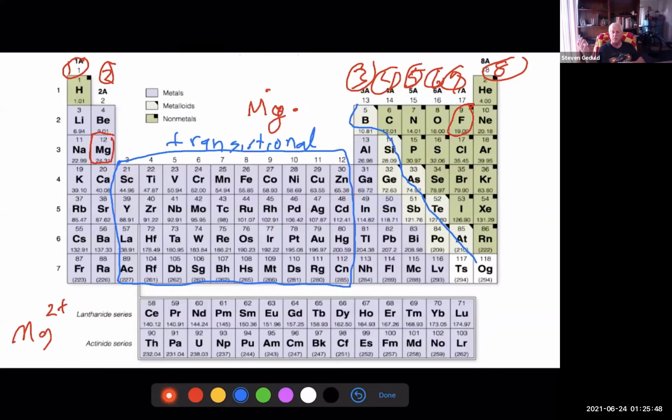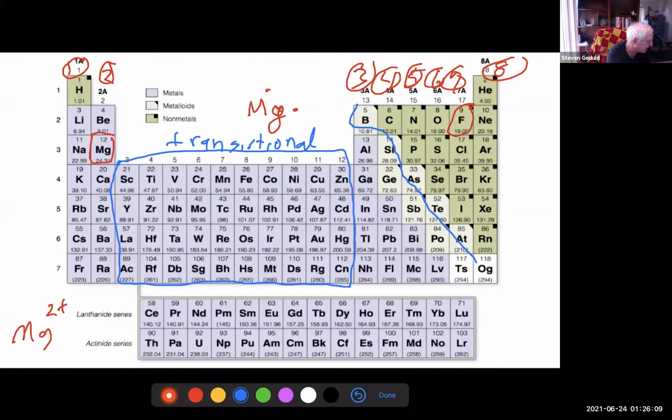Zinc can be +1 or +2. So we don't know the charge on those. Those can vary because of how they spread out their energy levels in the energy fields of electrons. Those are your transitional metals.